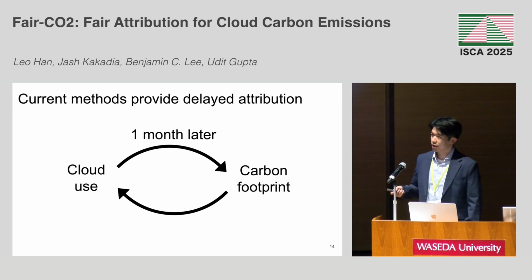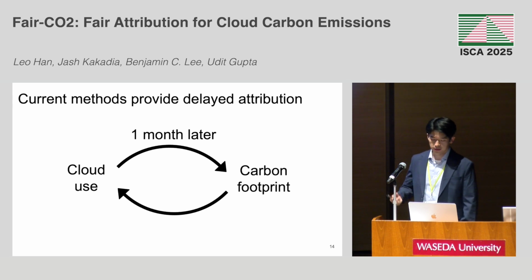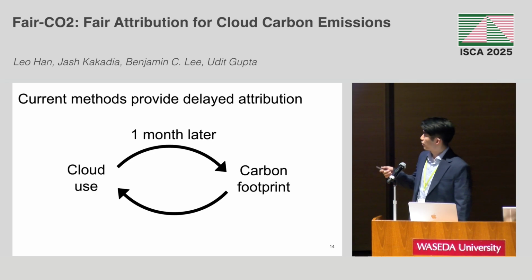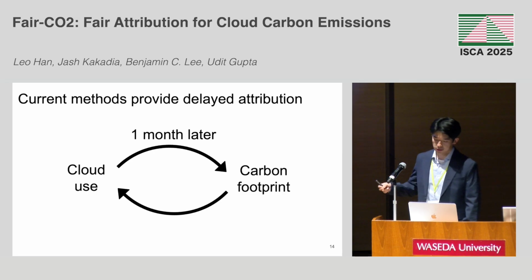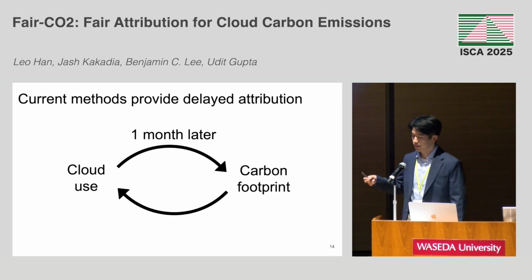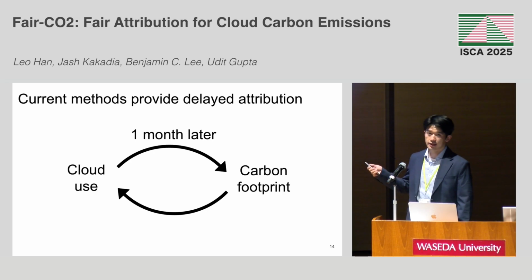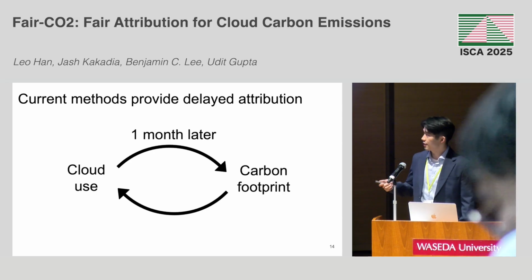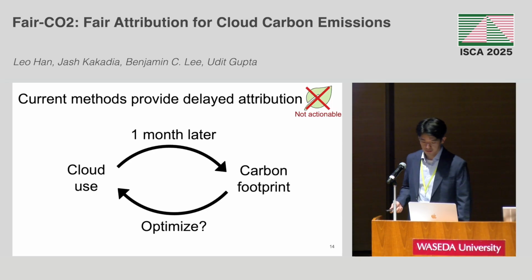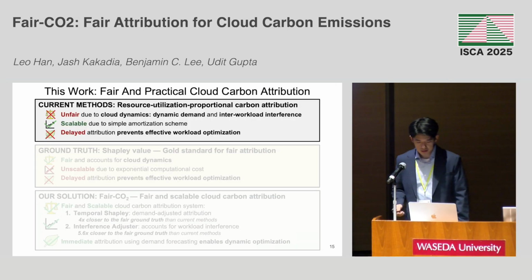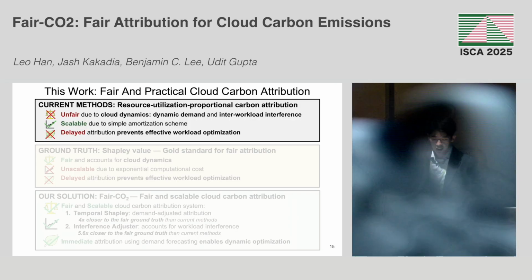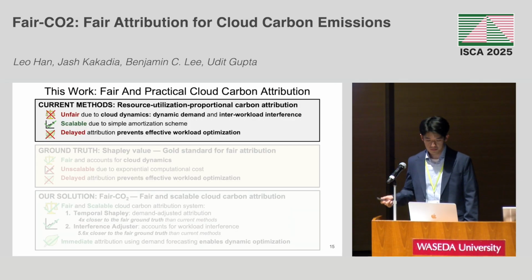Many cloud carbon attribution dashboards by the hyperscalers attribute carbon at a monthly granularity, meaning that there can be up to a 1-month delay between cloud usage and getting a carbon footprint estimate back. This long delay in getting carbon footprint feedback makes it difficult for users to optimize their carbon footprint. We see that current methods are scalable but unfair and not actionable. Fortunately, there is a solution to the attribution fairness problem.